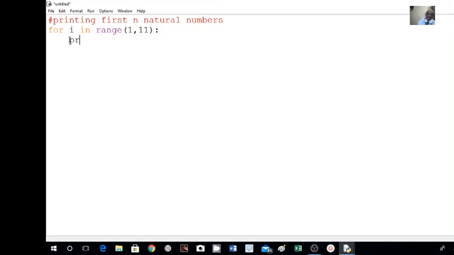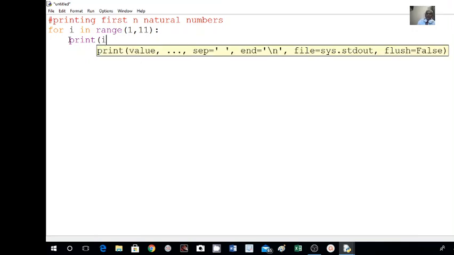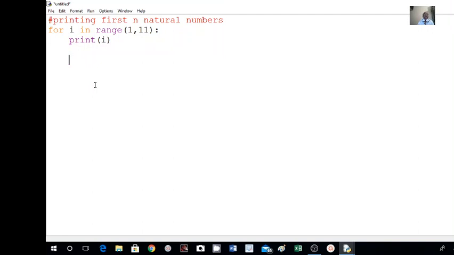Just I will give print i. Only one statement is there. No other statements are there. If many statements are there, then every statement will be like this, right? The indent is maintained automatically. All the statements from this to this one are treated as the body of the for loop.